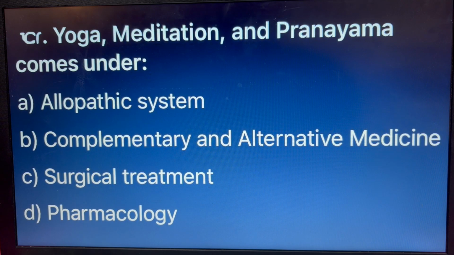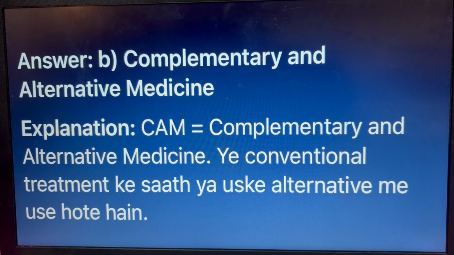Yoga, meditation, and pranayam come under... right answer is B. Complementary and alternative medicines.